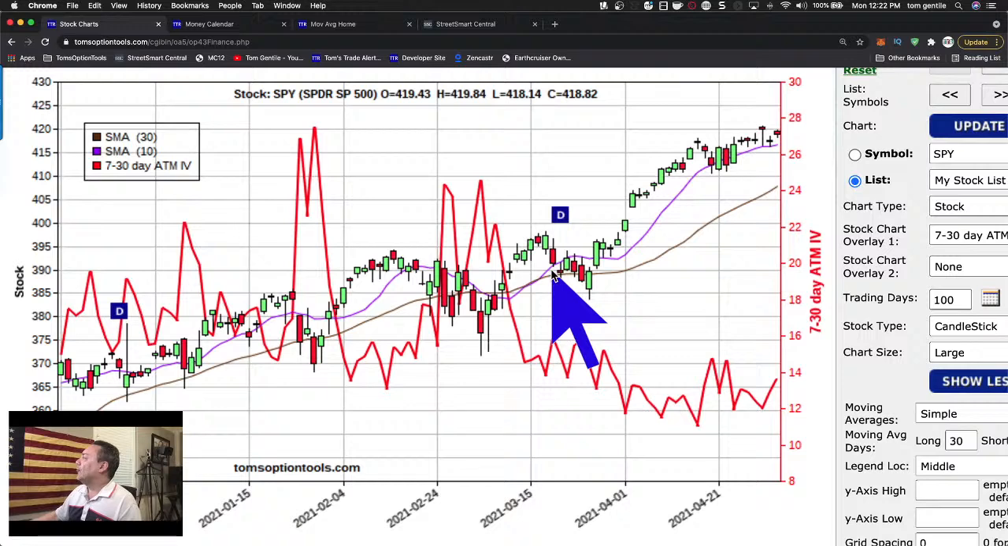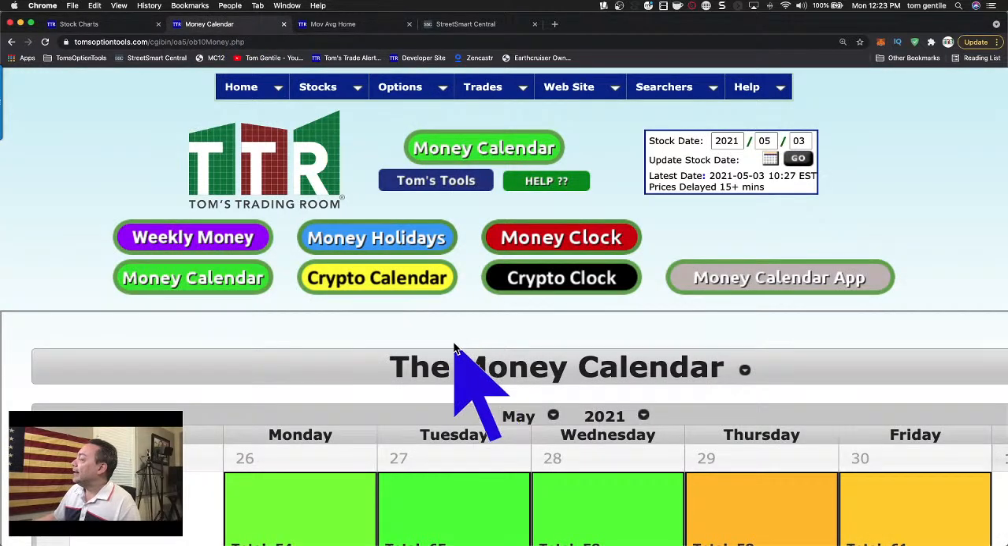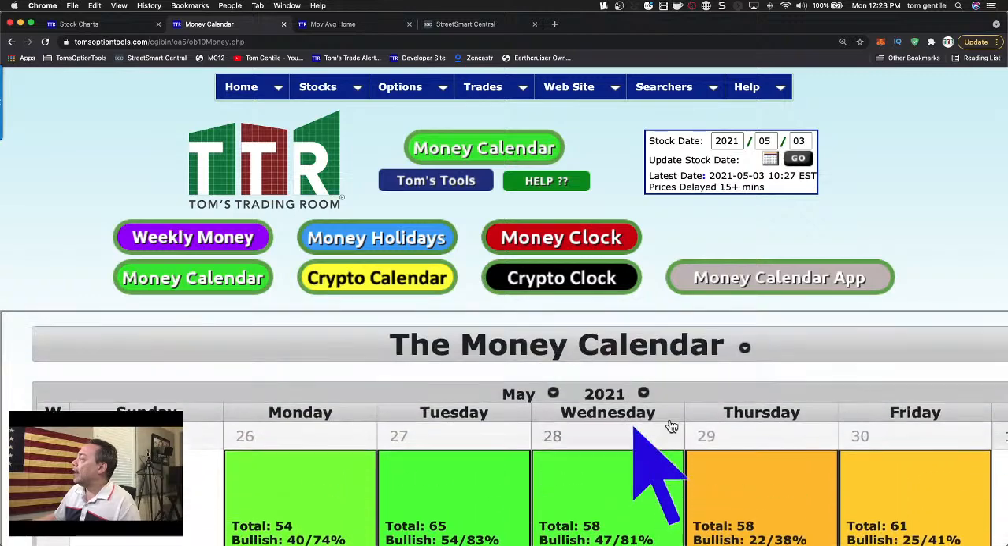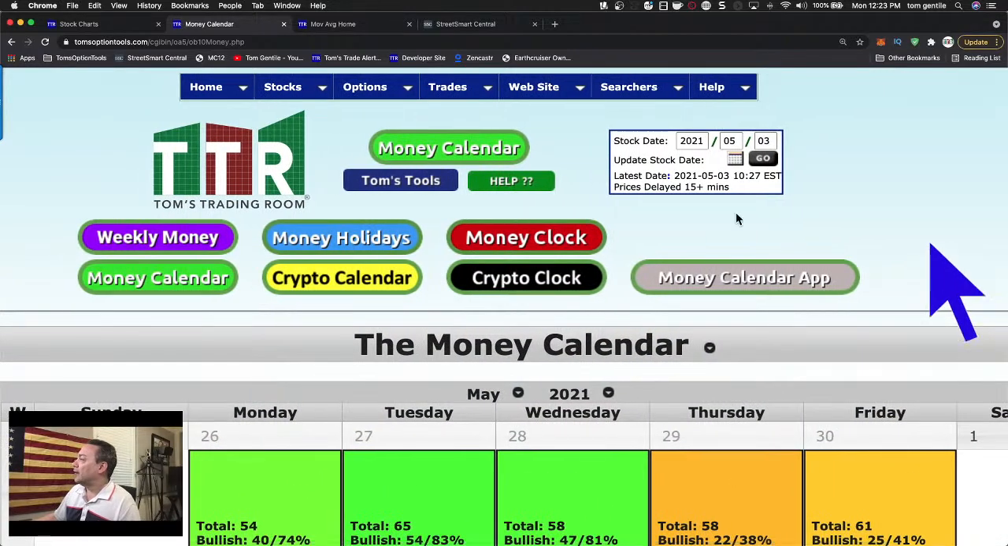So as you're bringing those in, what I want to do now is move to the month of May myself. One of the ways that I look at May is by going to something that I call the money calendar. I can look at the money calendar by the week, by the month. I can look at holidays. I can look at the clock during the day. I can look at cryptocurrencies on a calendar. I can look at cryptocurrencies on a clock. And I can even look at the money calendar app that will dial it down to just that stock. So that's something that I like to look at as well.